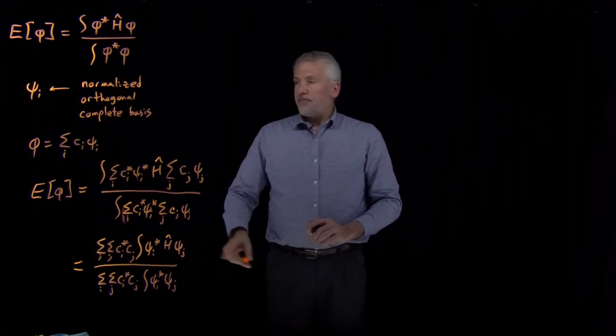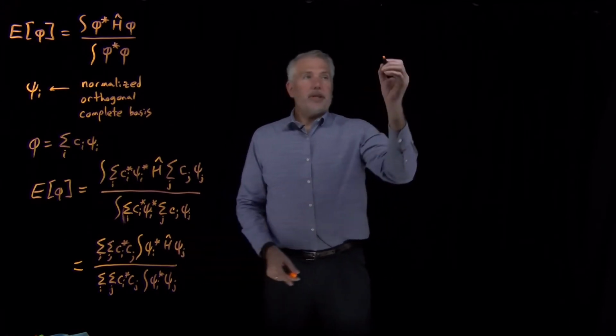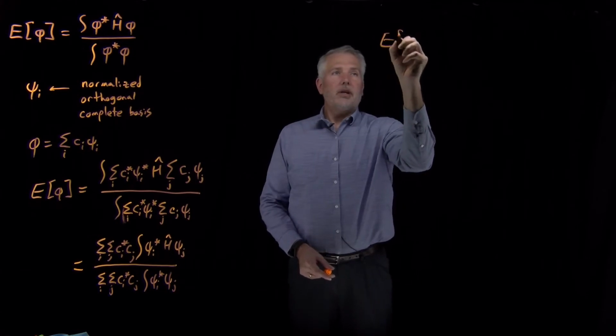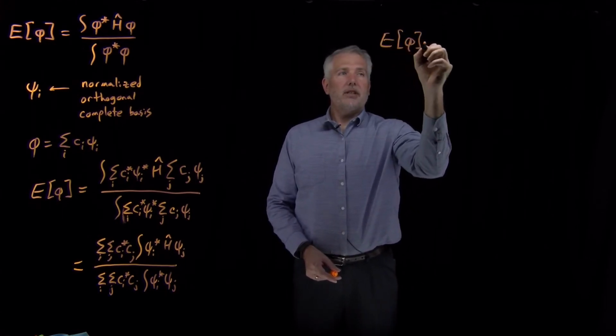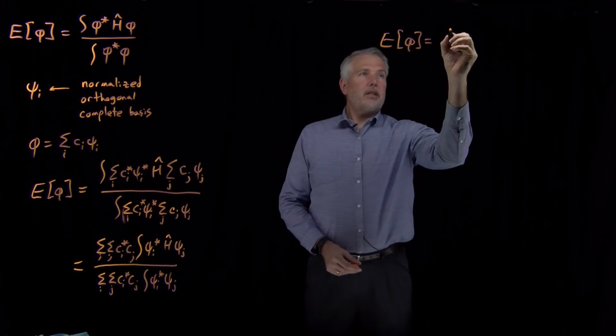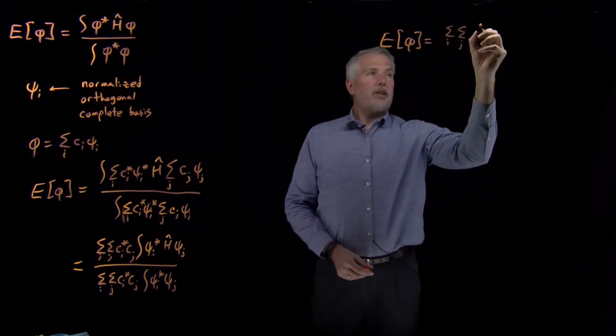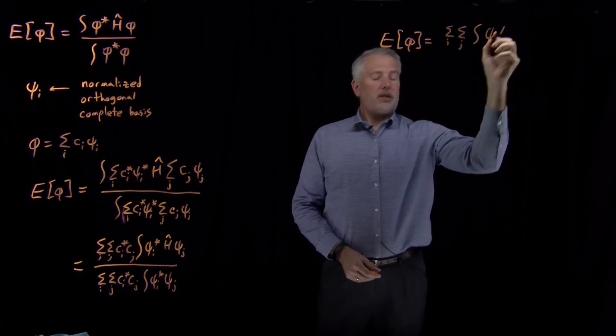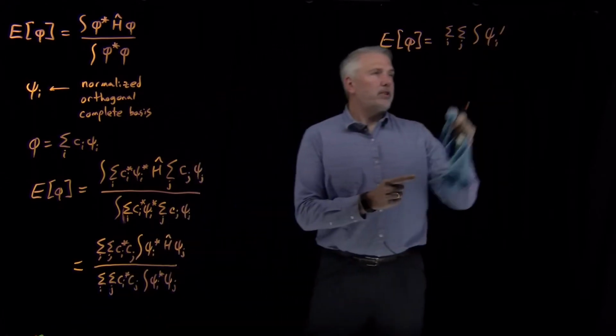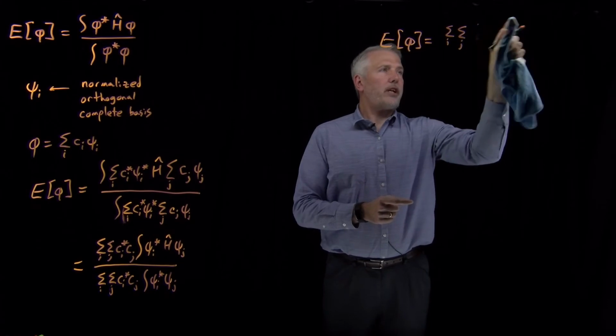In the numerator, let's see if I rewrite the result up here. My variational energy is going to look like, I'll go ahead and keep the double sum for one more expression. I've got the integral of psi I star. I've got coefficients that I shouldn't forget.